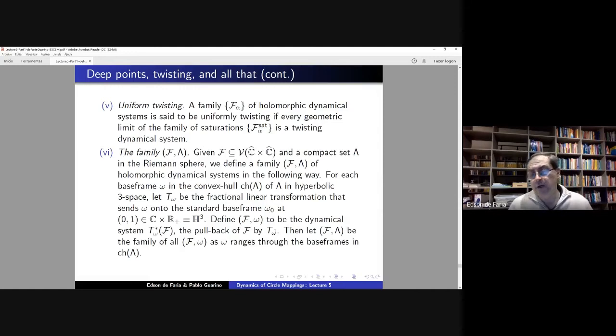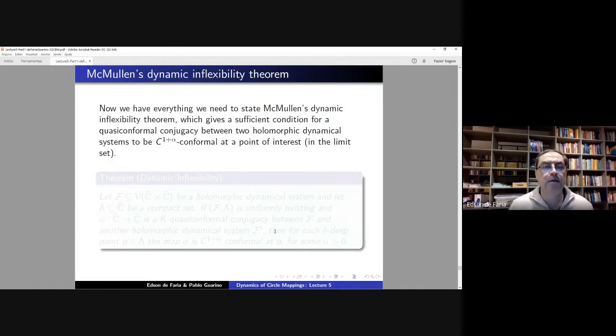So when you do that, and you also not just translate, but you also have to use things like loxodromic elements and things like that. I'm not going to go into any of that, but you generate a whole family of systems, and these systems are all conformally conjugate to the original system. They're all pullbacks of the original system under Möbius transformations, okay? So that's this family, F lambda. That's all you need to know about it. So with this, we can state a criterion for when a conjugacy between two holomorphic systems is C1 plus alpha conformal at a point, okay? So that's the key here.